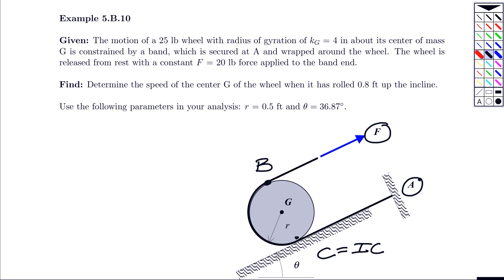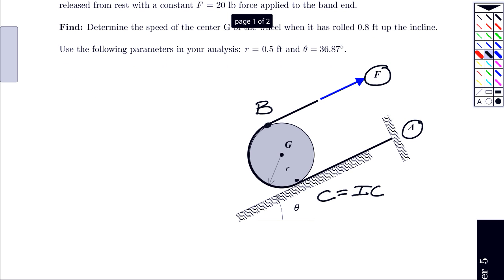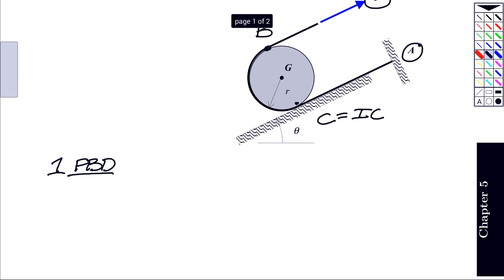Then as a result of this applied force F and the fact that the wheel starts out from rest, what we want to do is find the speed of G after G has moved up the incline a distance of 0.8 feet. The free body diagram we're going to be drawing is going to be one which helps us with the work energy equation, because we're looking for change in speed for change in position.